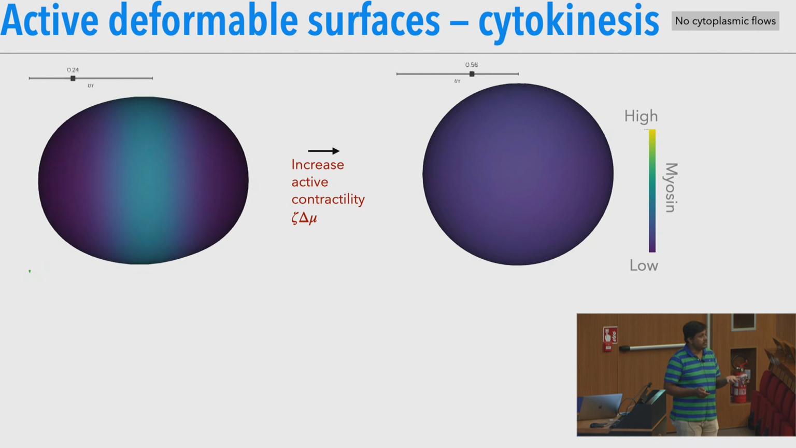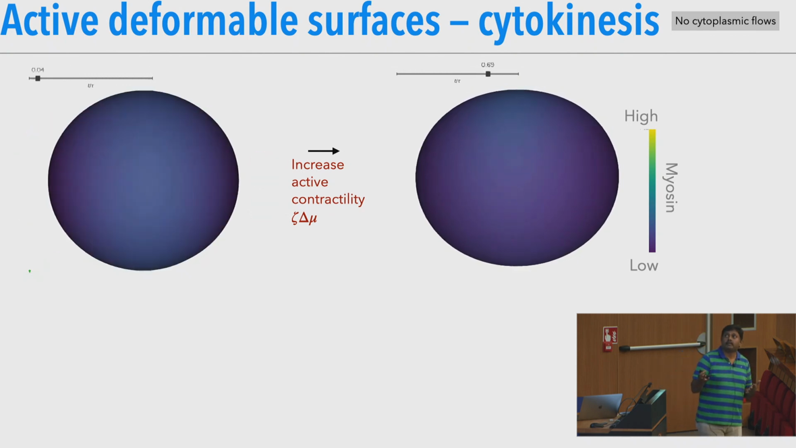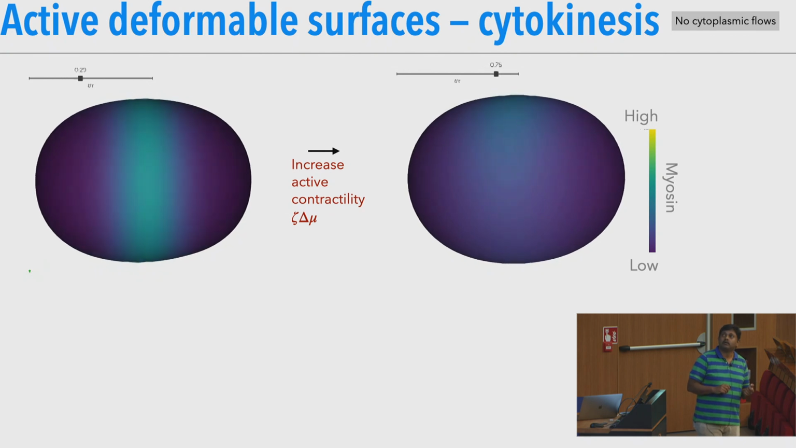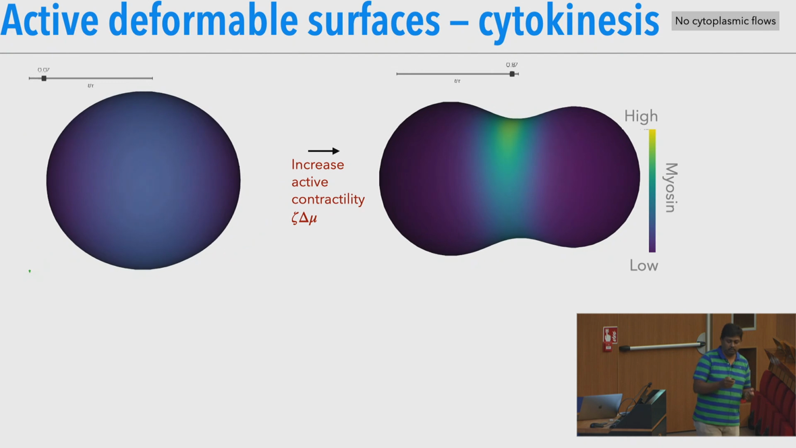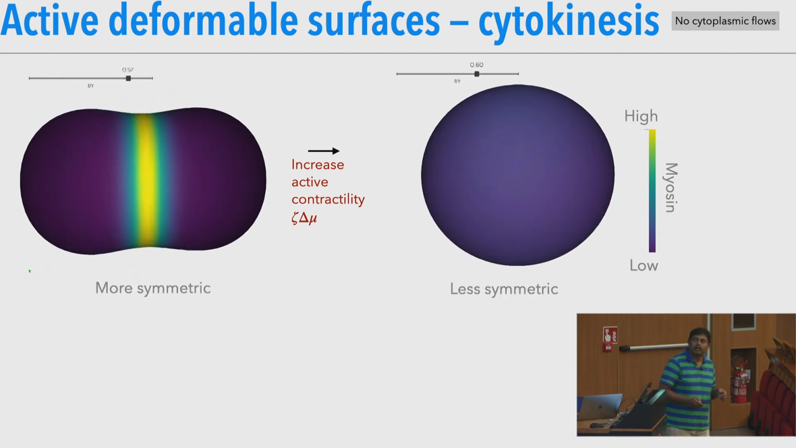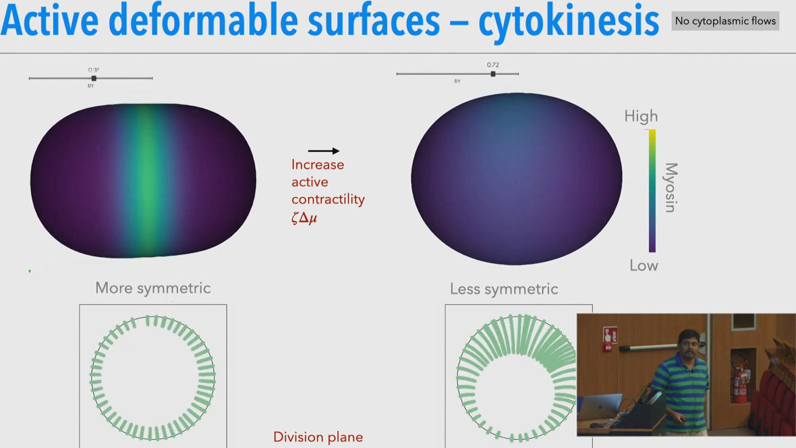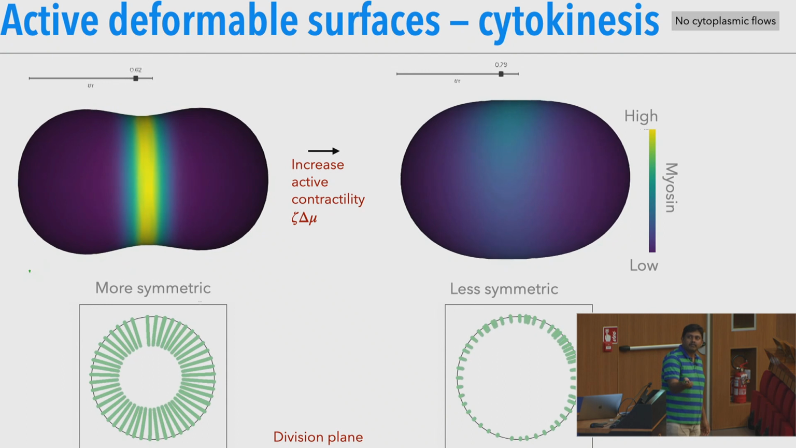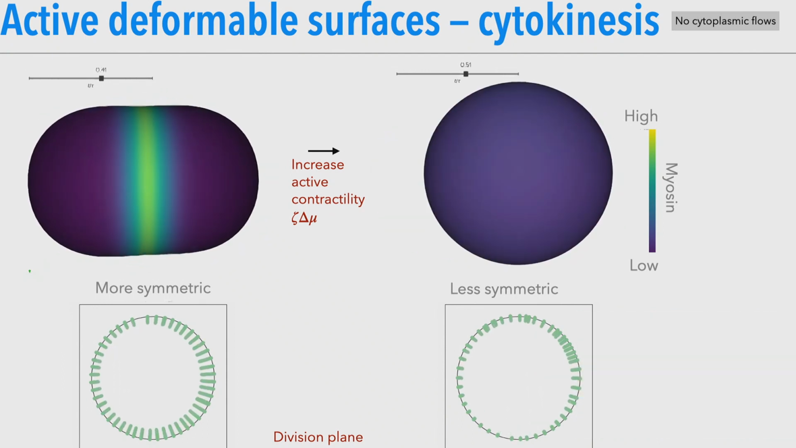If you increase the activity, you make it more contractile, you get a cytokinetic furrow. Very surprisingly, you get an asymmetric ingression. It's hard to see from the 3D plots, but you can look at the division plane and follow the trajectory there, and you see that on the left one you have something which is more symmetric. On the right one, you have something which is definitely asymmetric.